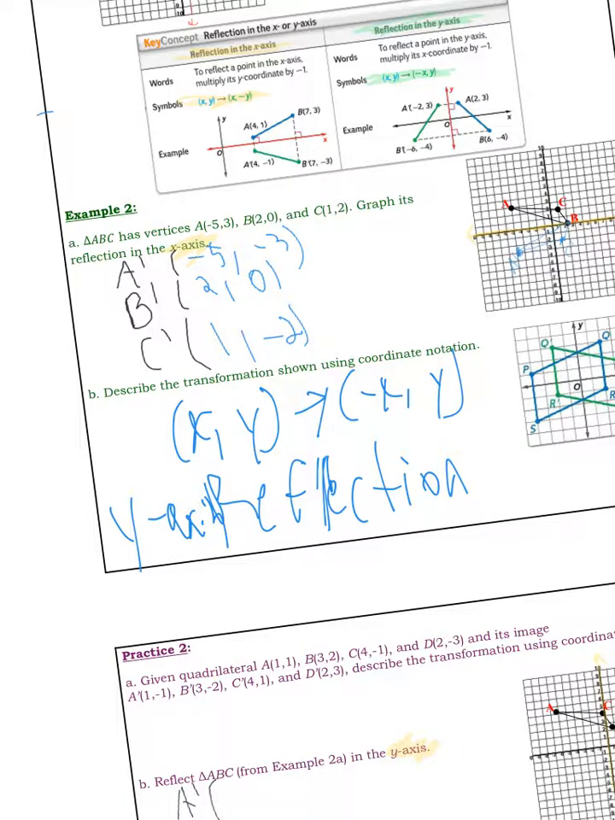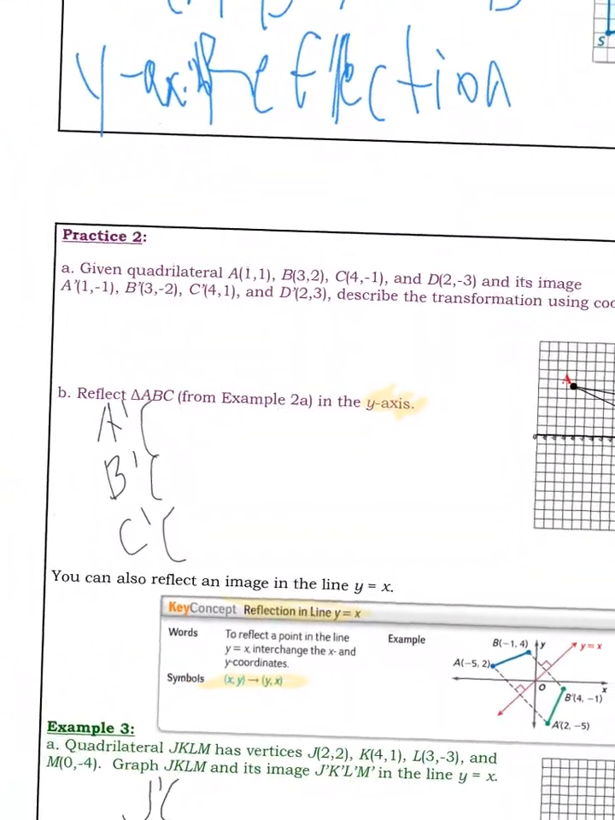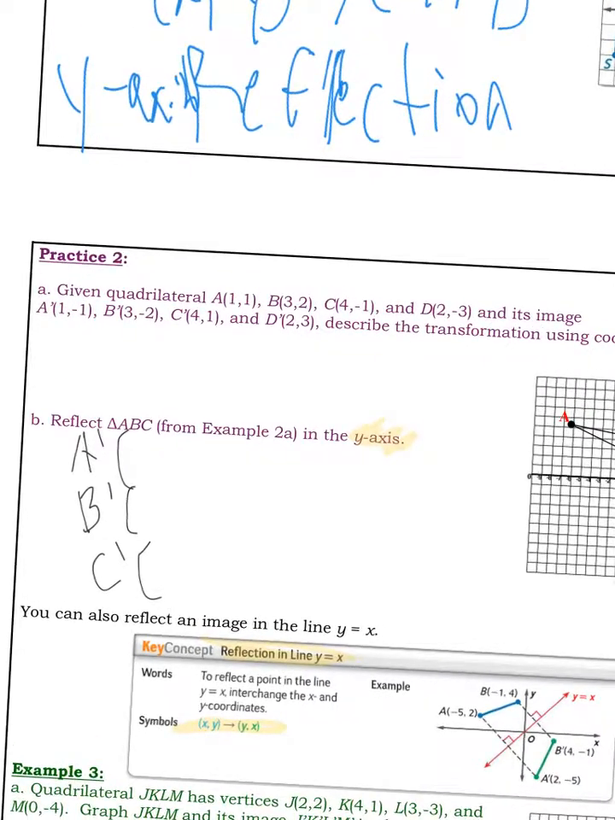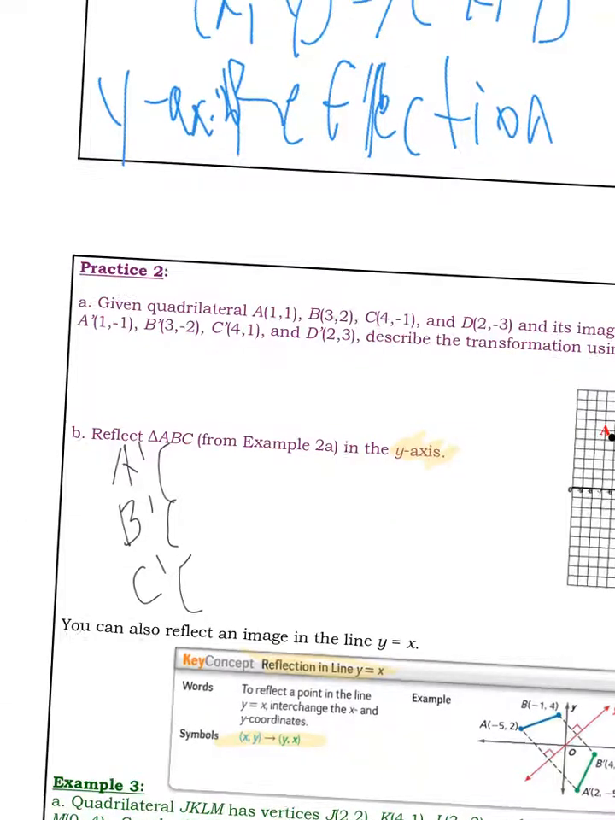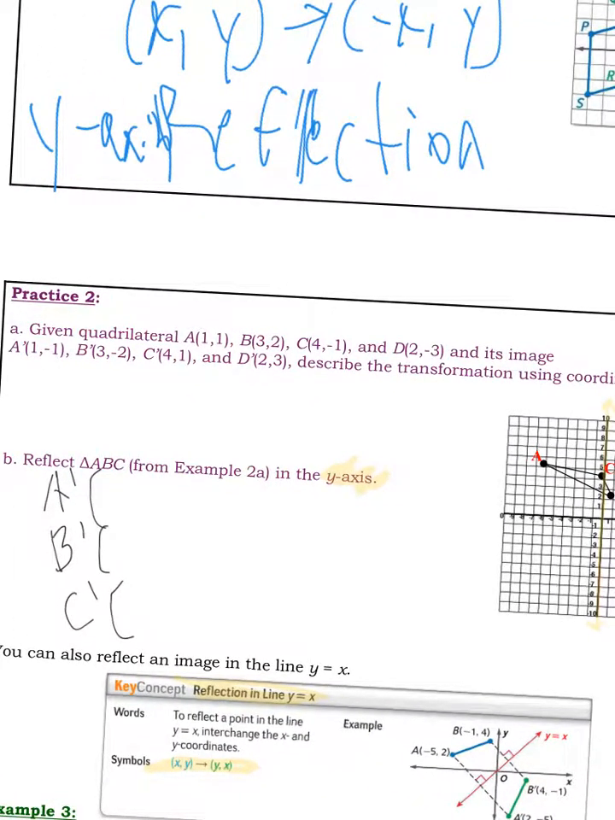Sometimes I have the pin still selected when I'm trying to drag it. Okay, given quadrilateral A, B, C, D, all those points, and here's A prime, B prime, C prime, D prime. Describe the transformation using coordinate notation.